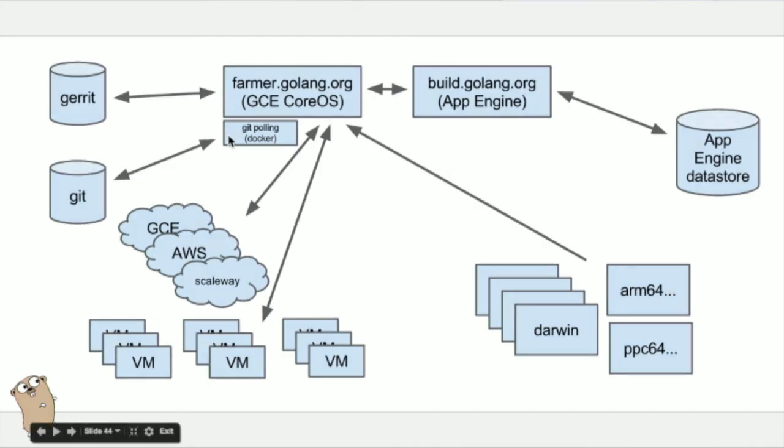So the state is still here. The farmer polls build.golang to see what there is to do. There's a little Docker container running under the farmer, getting stuff, pulling Git and Gerrit for Tribot state and doing API requests to VM providers to create VMs. And then there's pools of machines over here doing weird things.